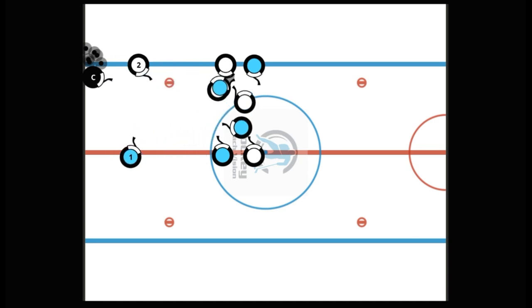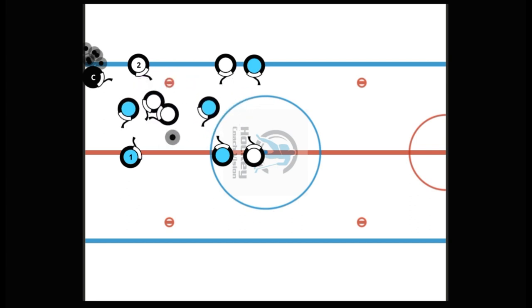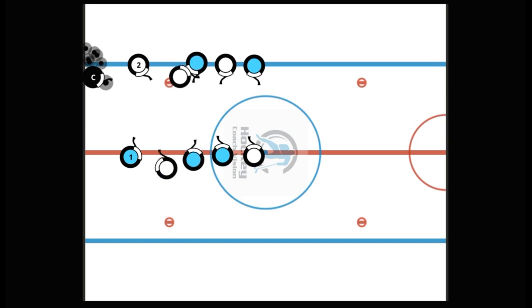Once we've gone through everybody one-on-one, we then move to two-on-two play and the same rules apply. Players in the middle can use those players on the outside as a passing option.